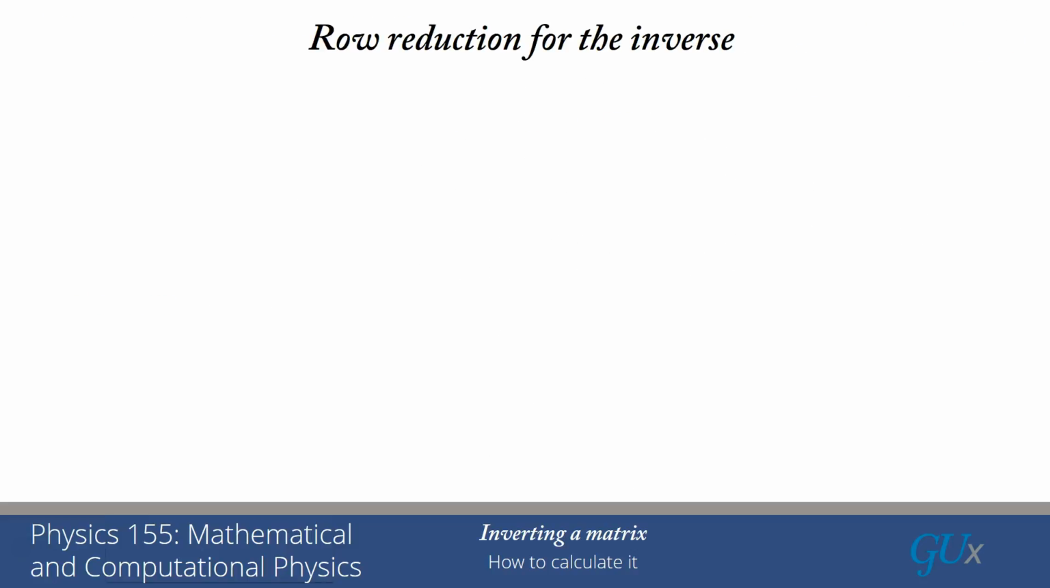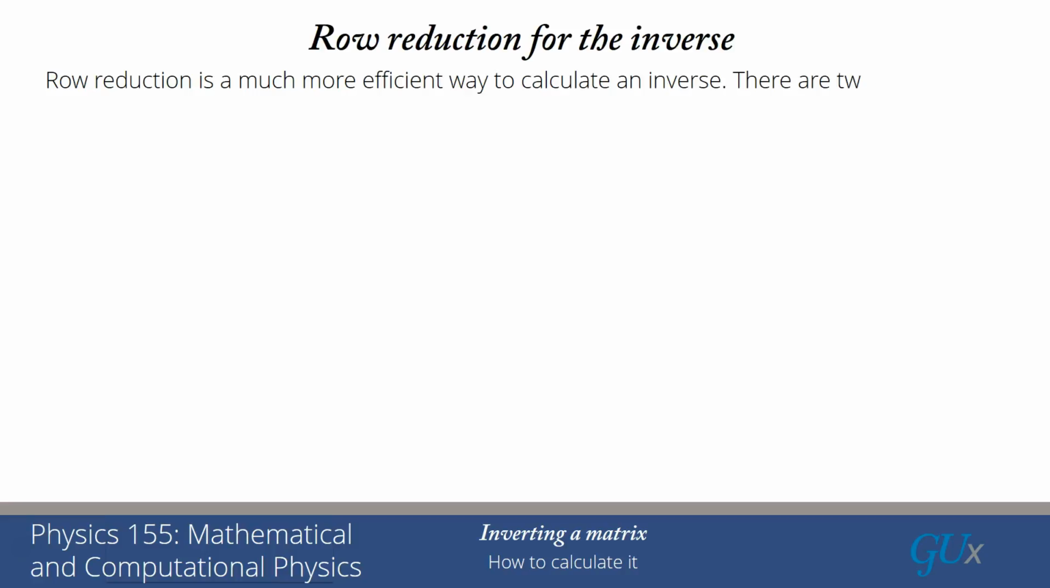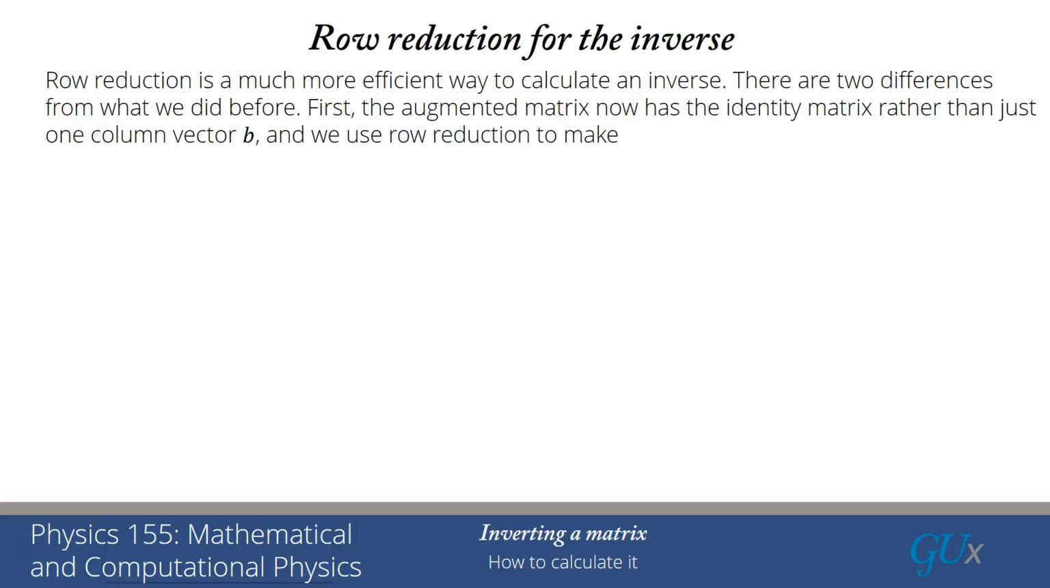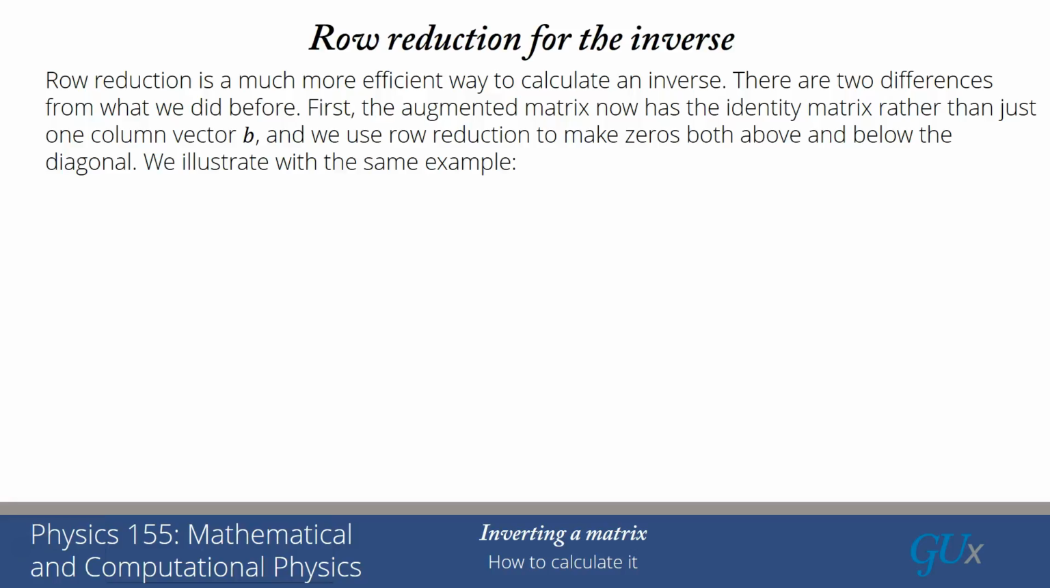All right, let's look at some other ways that we can calculate the inverse. One of the most common ways is by using row reduction. So row reduction ends up being a much more efficient way to calculate the inverse than using the explicit formula. There are a couple of differences from what we did before with row reduction. First, our augmented matrix now is going to include the full identity matrix instead of just one column vector B, because we have to do the row reduction on each one of those different columns to determine the full matrix.